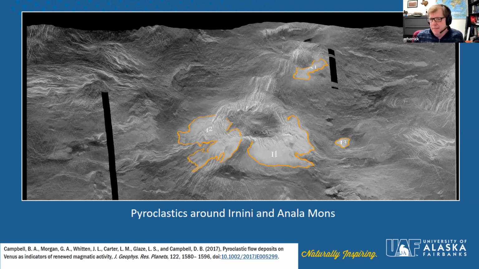So not much has been done so far, I would say, in the grand scheme of things with these pyroclastic flows. Interesting features, though. All right, next slide.